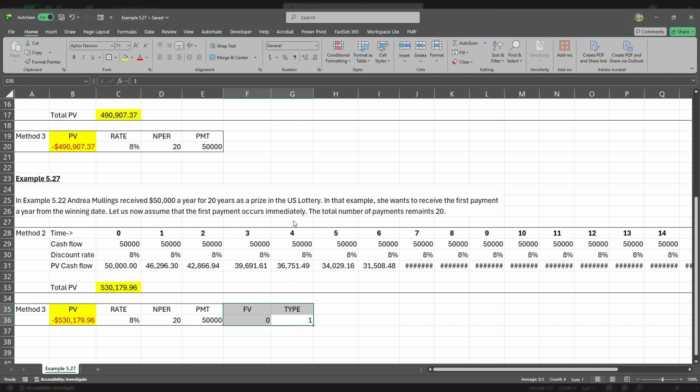I hope that you found this useful. If you have any questions, please feel free to reach out. But we have here a compare and contrast of an ordinary annuity versus an annuity due, recognizing that the annuity due should always be higher because the first payment is not being discounted.